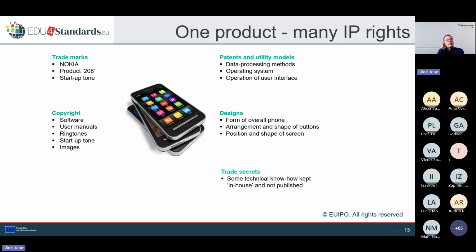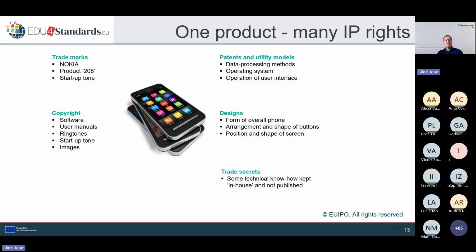Now here, again, a very well-established example of a complex product which includes many different rights: the mobile phone. That means there are trademarks for the brand, for the specific product, but also for the tone. Then software is protected via copyright, but also the user manuals, ringtones, startup tone, also images. And then we have patents and utility models for the data processing methods, operating systems, operation of user interfaces. And again, it depends a little bit in which country you are. It also could cover software.